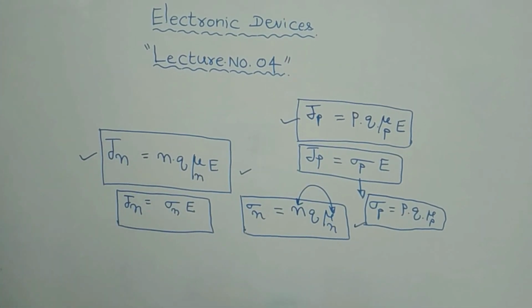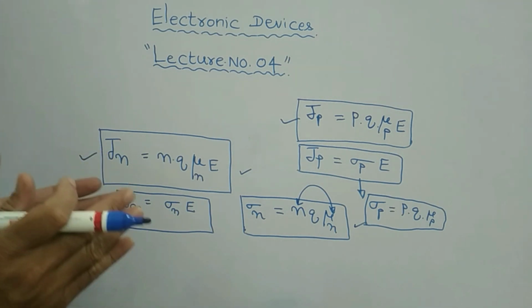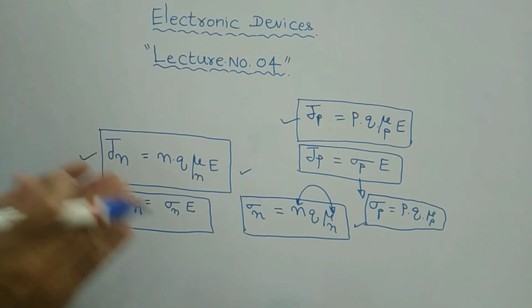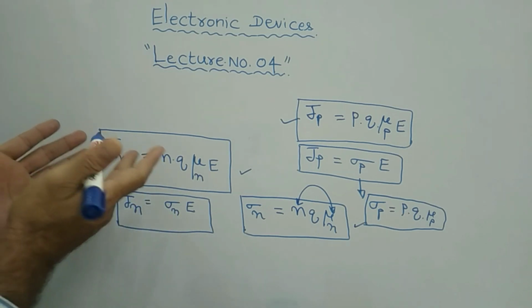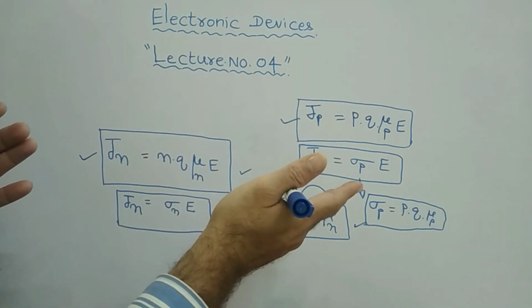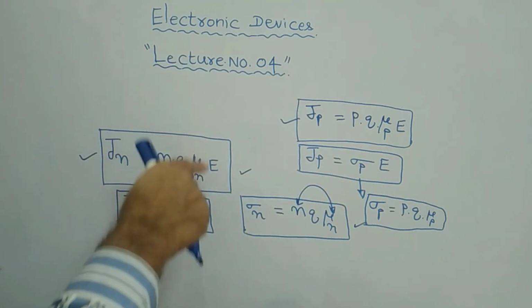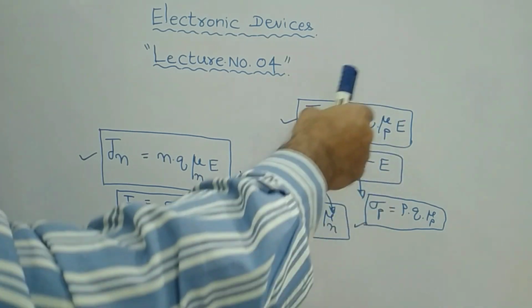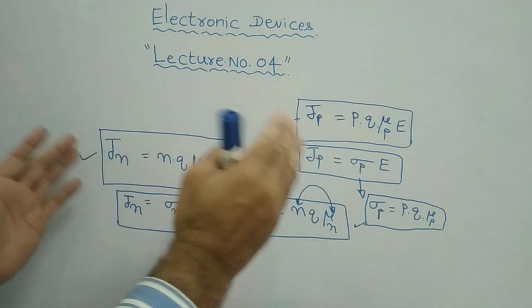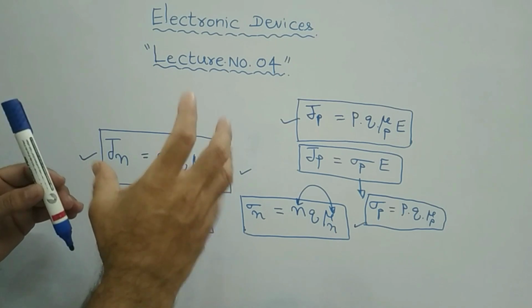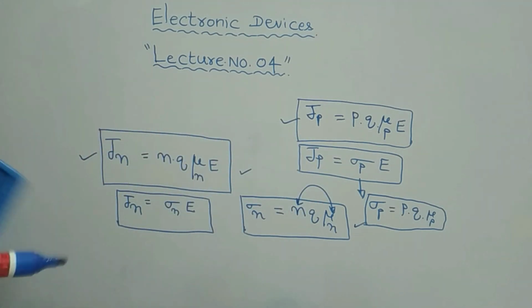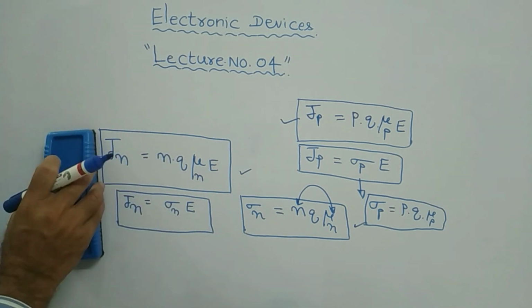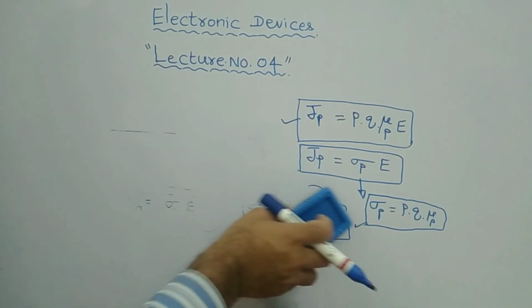So in any semiconductor, the total conduction current density is nothing but the sum of the conduction current density due to electron as well as the hole. This is individual: this is with respect to electron itself, this is with respect to hole itself. Now for any semiconductor, you must write the total conduction current density J.